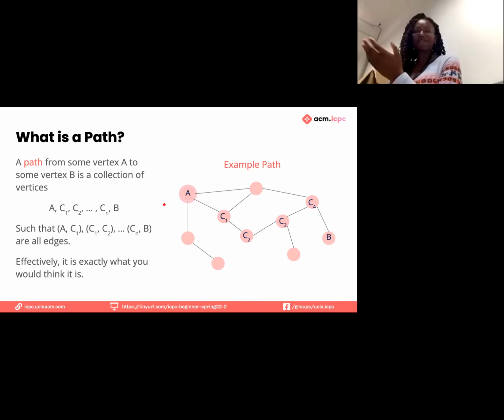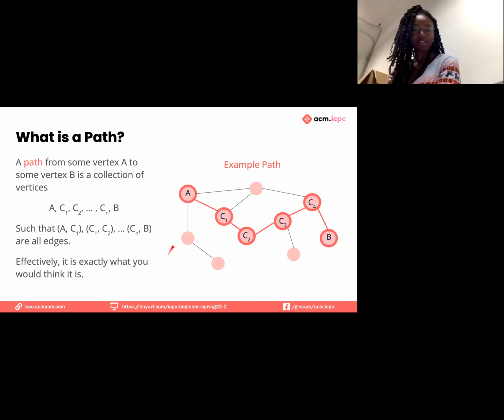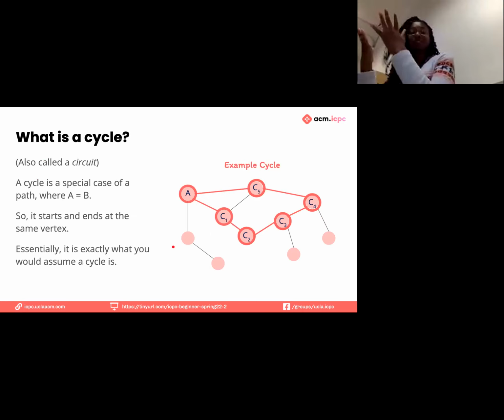And similarly, we have a cycle. We also have a cycle, which you can also call a circuit, which is a special case of a path where A is equal to B. So it just starts and ends at the same vertex, and it comes back around, which is probably what you would think that a cycle is.